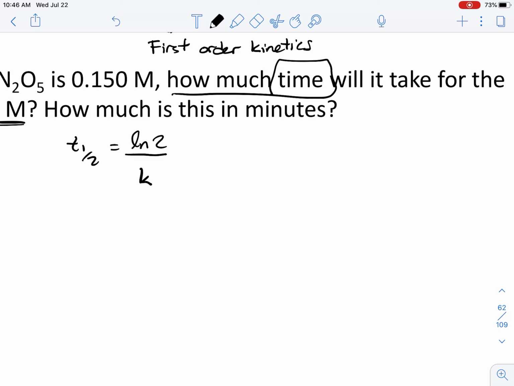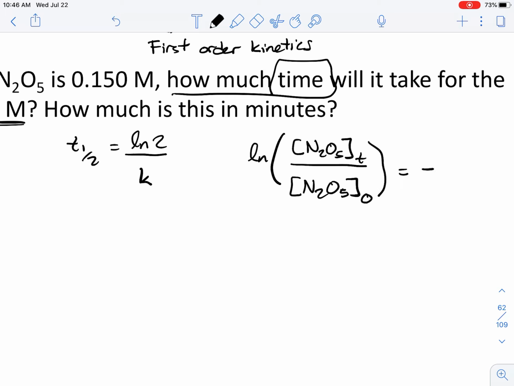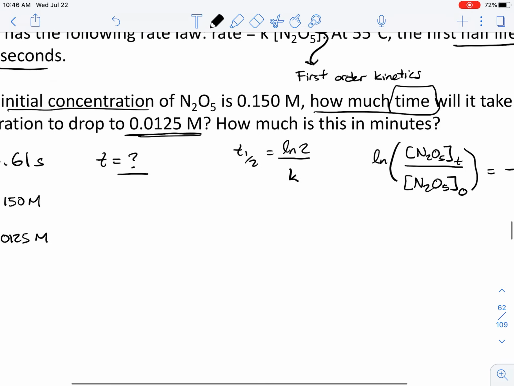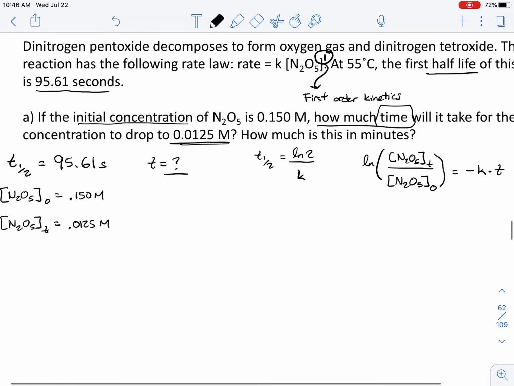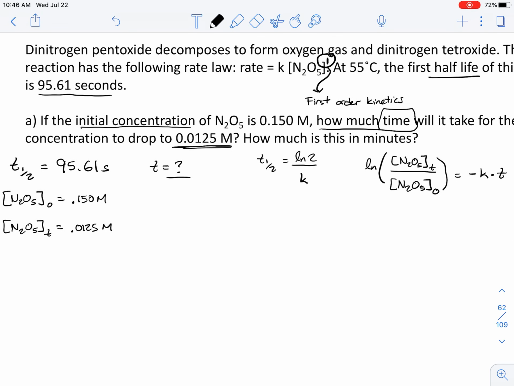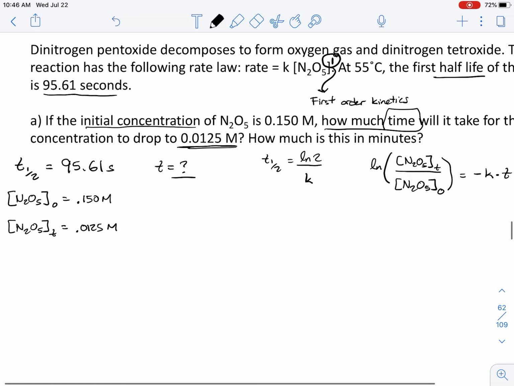And the natural log of the concentration of dinitrogen pentoxide at any given time period, divided by the concentration of dinitrogen pentoxide at the initial time period, is equal to negative K times T. Okay. All right. So now that we've figured out the equation that we're going to be using and we've listed all of the known values, we're going to start plugging things in.